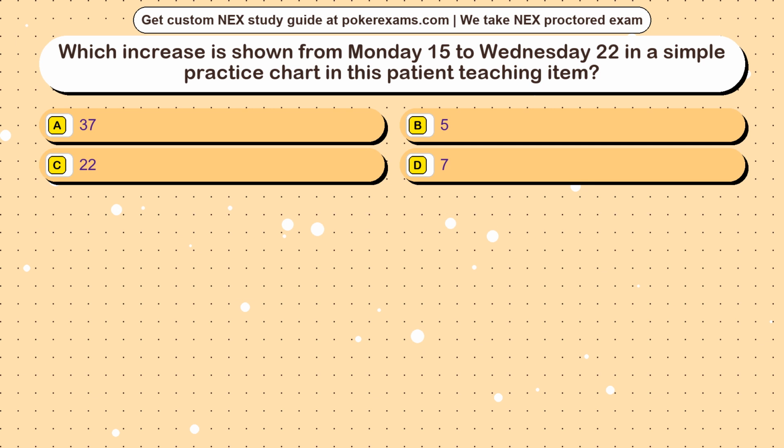Question 1. Which increase is shown from Monday 15 to Wednesday 22 in a simple practice chart in this patient teaching item? Option A, 37. Option B, 5. Option C, 22. Option D, 7.